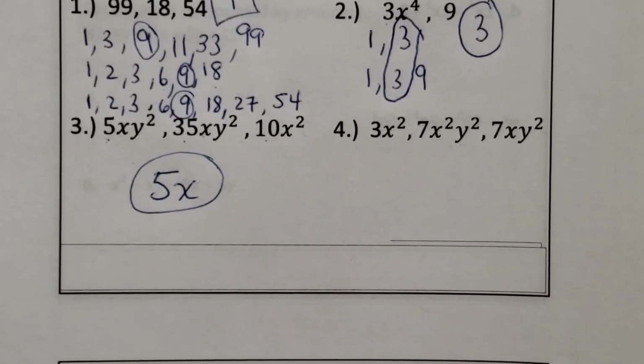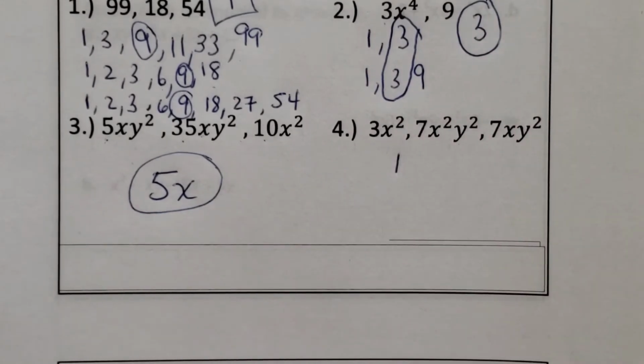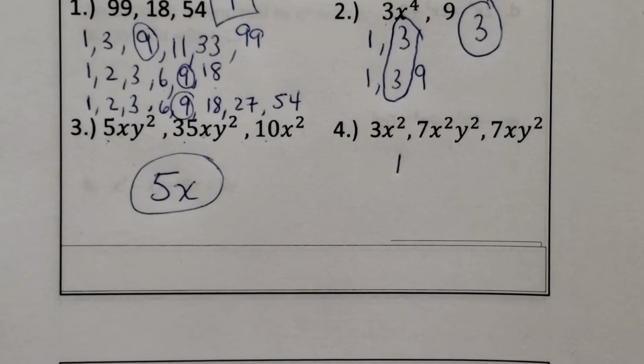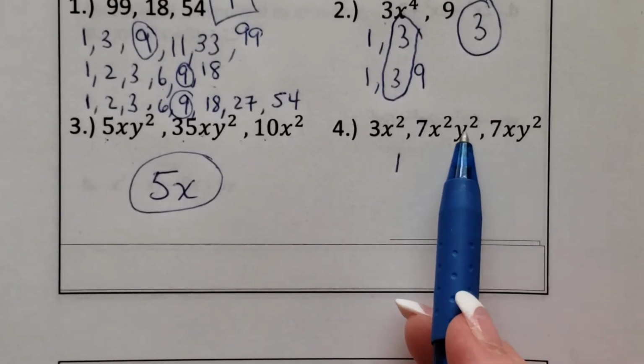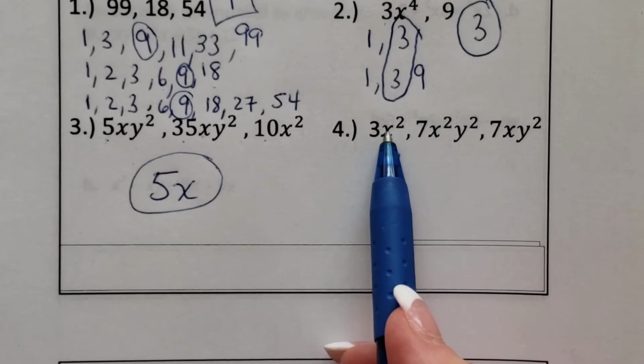All right, now let's look at number 4. So the numbers are interesting. We have 3, 7, and 7. Well, can we pull a 3 out of 7? Can 7 be divided by 3? No. We'd get a crazy decimal. So they don't have a digit in common except for the number 1. All right, we'll put that, but we may not need it. But anyway, so 1 is their greatest common factor. That's a constant. Now let's look at their x's. What's the greatest number of x's they all have in common?